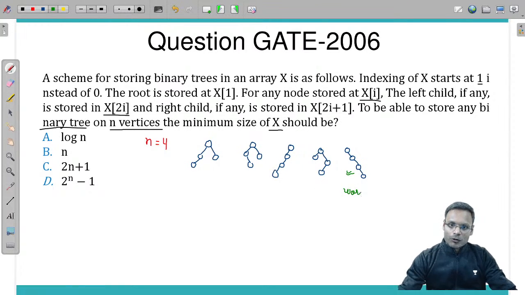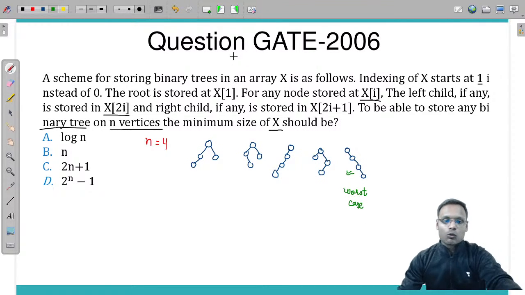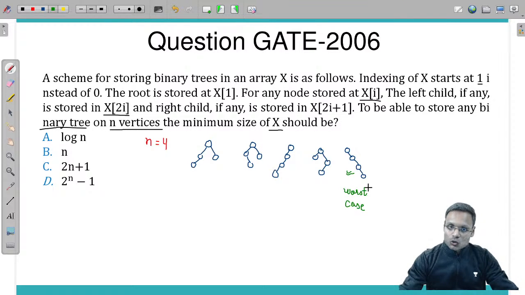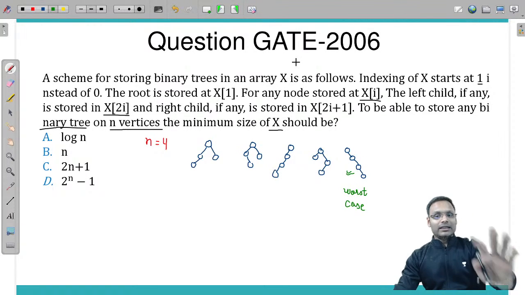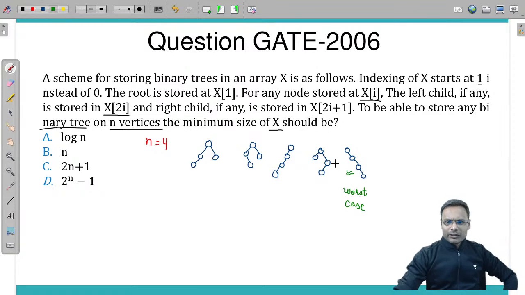This is the worst case. In this particular case, I will require more size of array, and if I can store this particular tree in the array, then I can store any binary tree of 4 nodes in the array. How can I come up with this worst case?